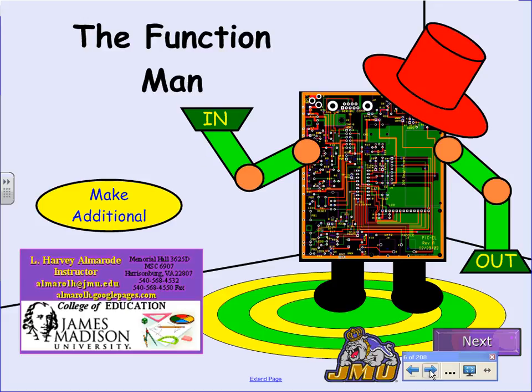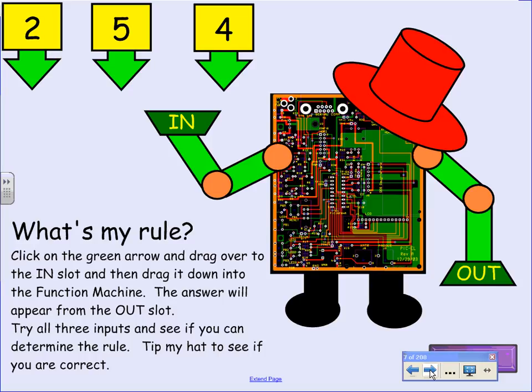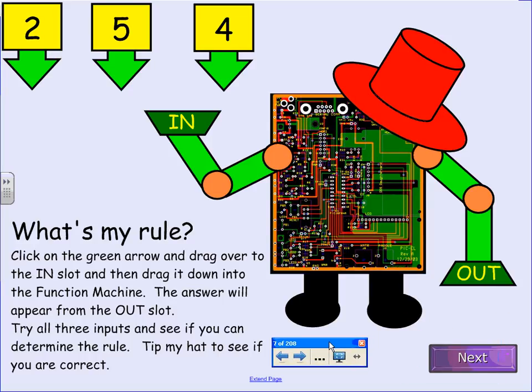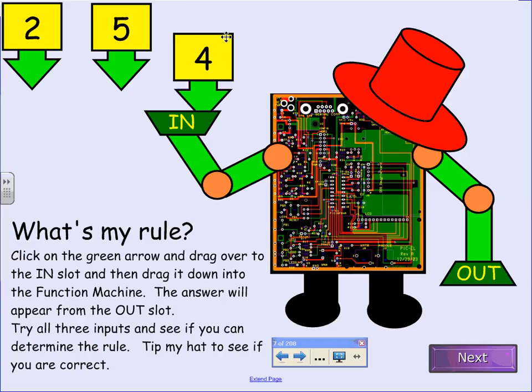So here's the function man, so here's what we're going to do. I want you to tell me what you think is happening. So Kevin, I need you to come up here. I need you to take that number 4 and put it in the function man's arm. Okay, so a 7 came out. So Nathan M thinks adding 3. Okay, you can leave it there for now. Okay, have a seat.